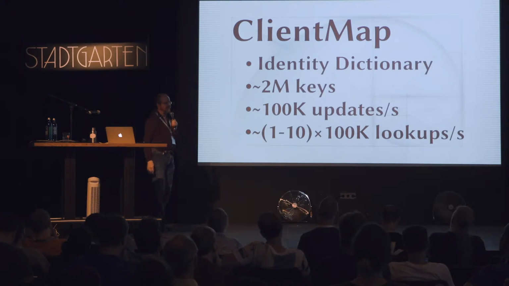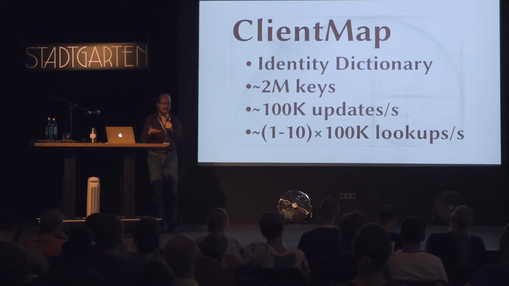When we're in the act of replicating objects from the client, or from the server to the client, we can be doing about 100,000 updates per second, new things added to this mapping dictionary. And we can be doing at least that many lookups, maybe several times that many lookups. So maybe up to getting up towards a million lookups a second.